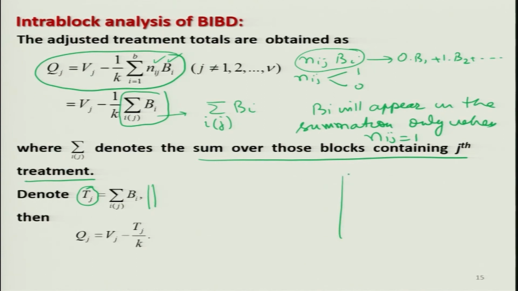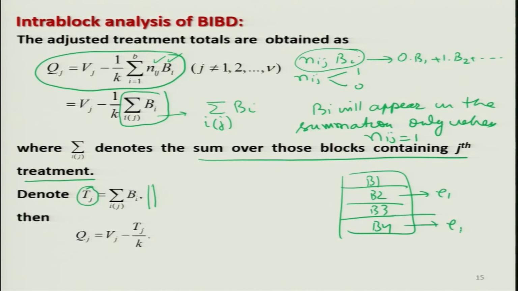For example, suppose I have a couple of blocks, block 1, block 2, block 3 and block 4. Suppose treatment number 1, tau 1, is appearing in block number 2 and block number 4, and it is not appearing in block number 1 and 3. That means I write T1 is equal to B2 plus B4. Similarly, if treatment number 2 appears in block number 1 and does not appear in the others, this T2 will simply become the same as B1, and similarly for all other totals.